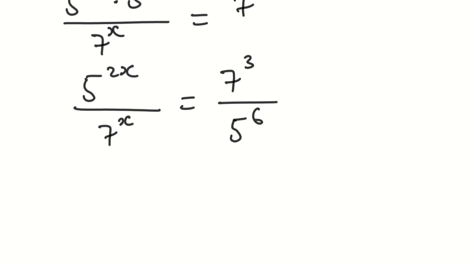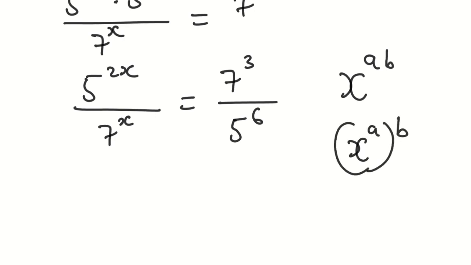Now, do you know that if you have, let's say, x raised to the power of ab, this can be written as x raised to the power of a, bracket b. You can even switch the powers. You can say ba if you like. That's one of the laws of indices, right?